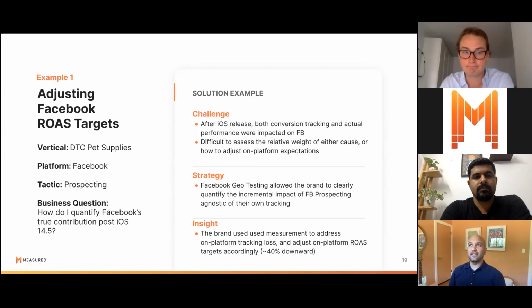Got it. So at the end of the day, you're calibrating the ROAS to better match the loss in tracking that you're experiencing on the platform, right? Exactly. Correct. Great. Very cool. All right, we'll jump into our next example.